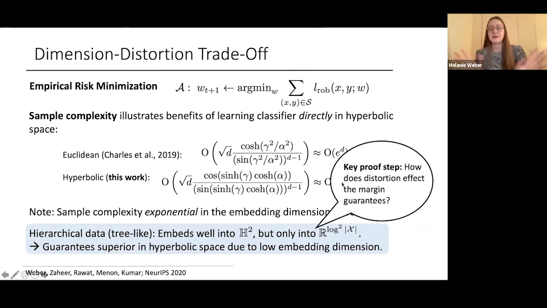And what I stated here informally can also be rigorously proved by quantifying the effect that this distortion, this representation error, has on the margin guarantees that we get, and then considering a trade-off between embedding dimension and having a low representation error for the margin guarantees.